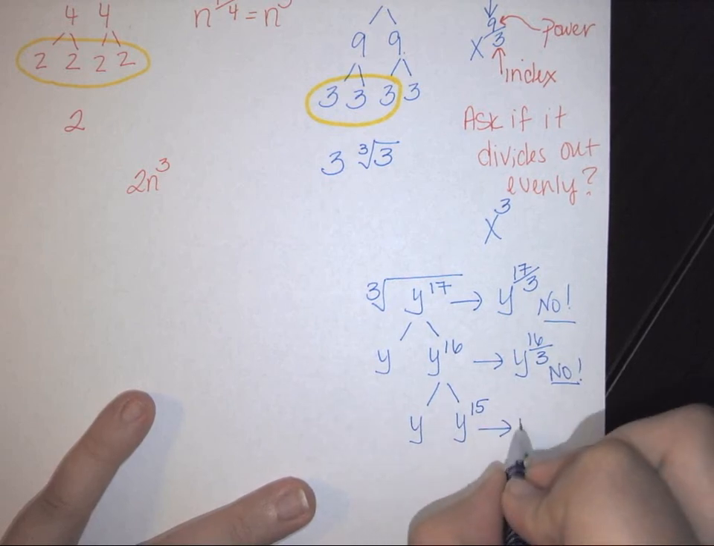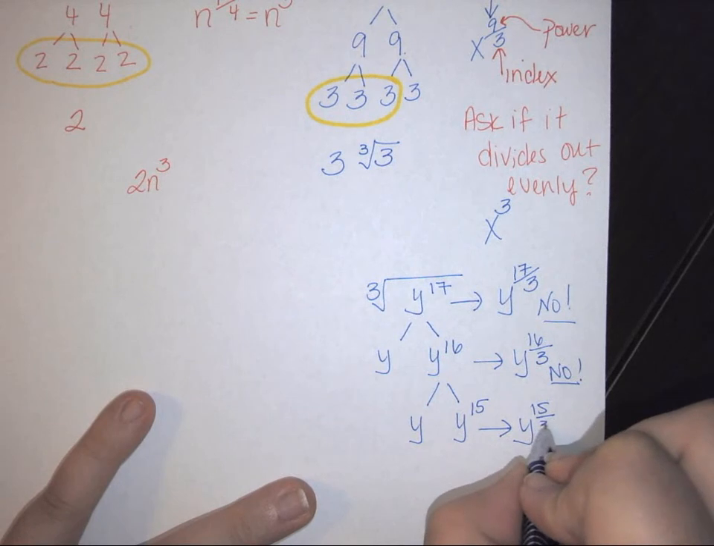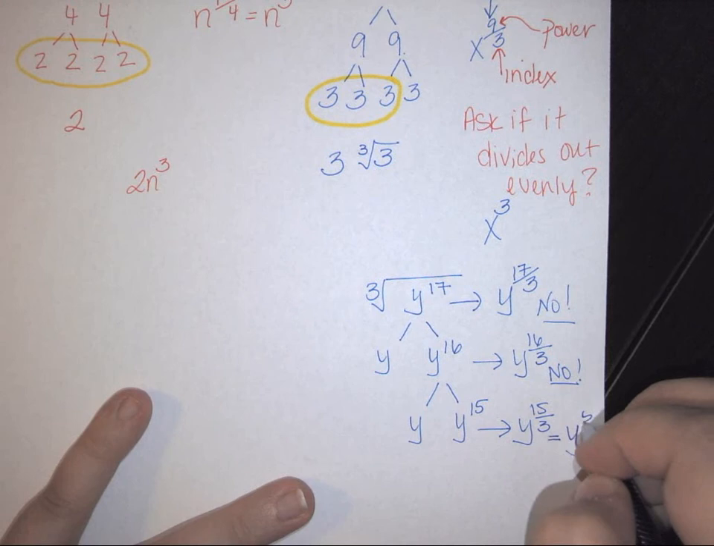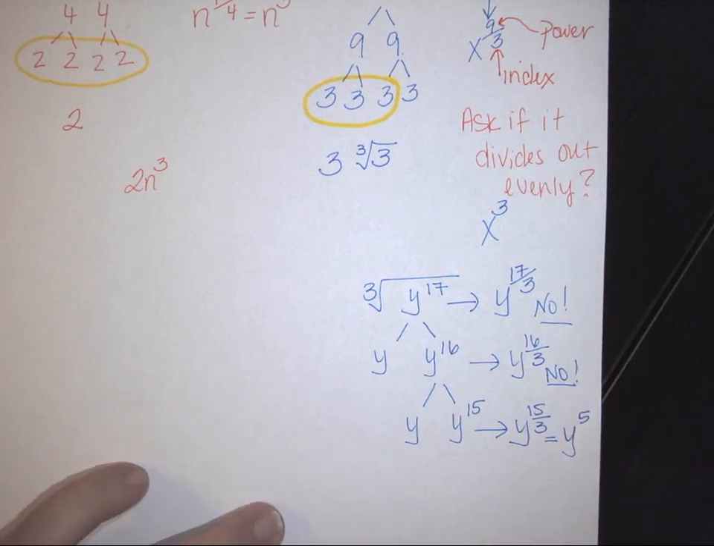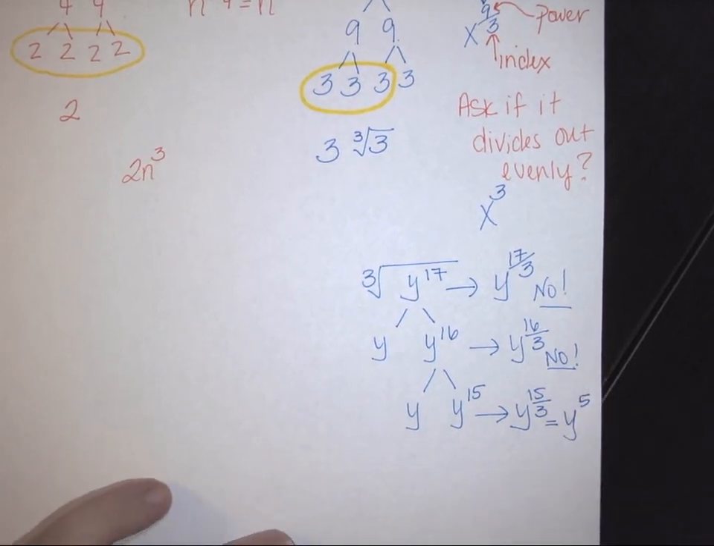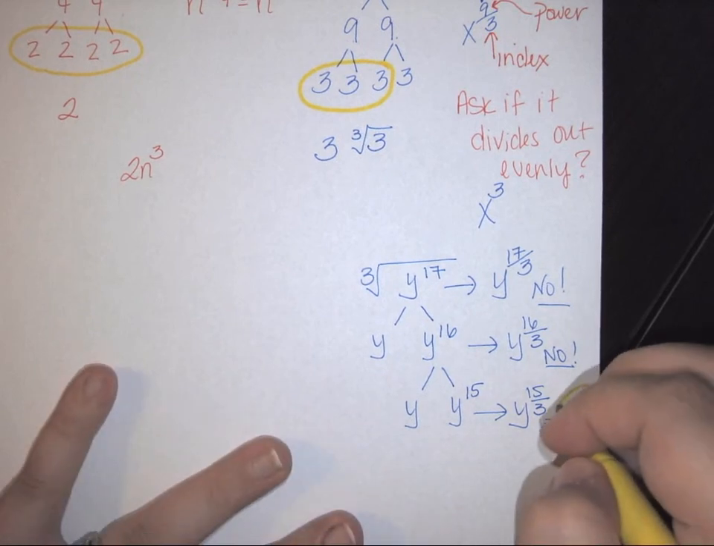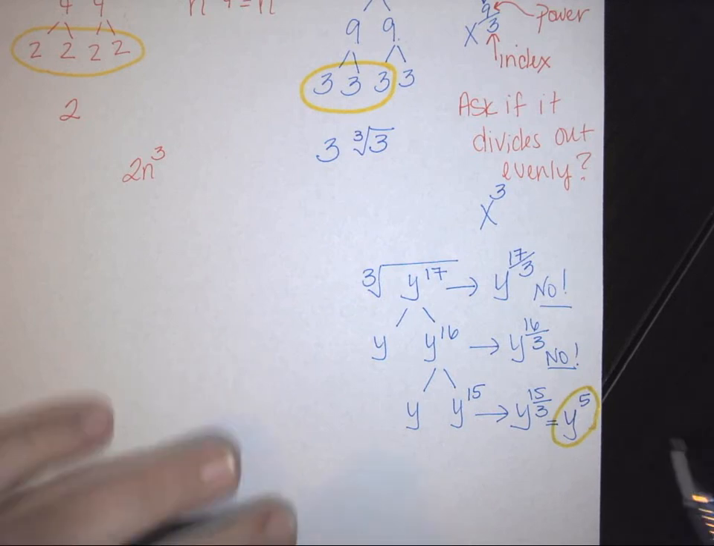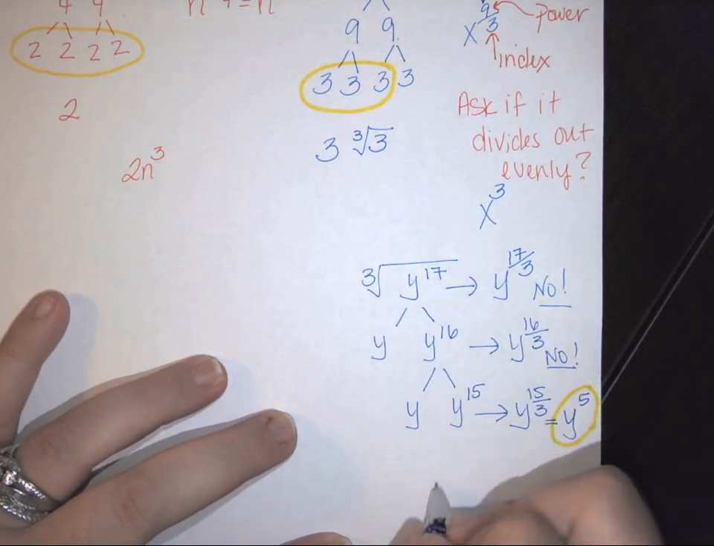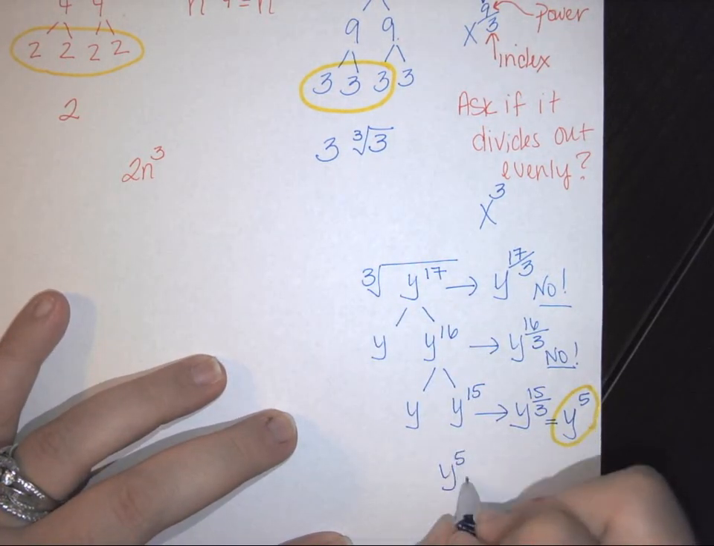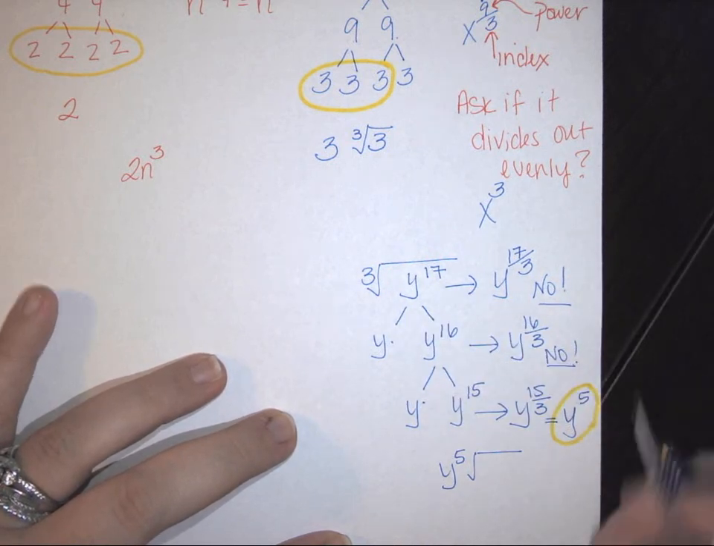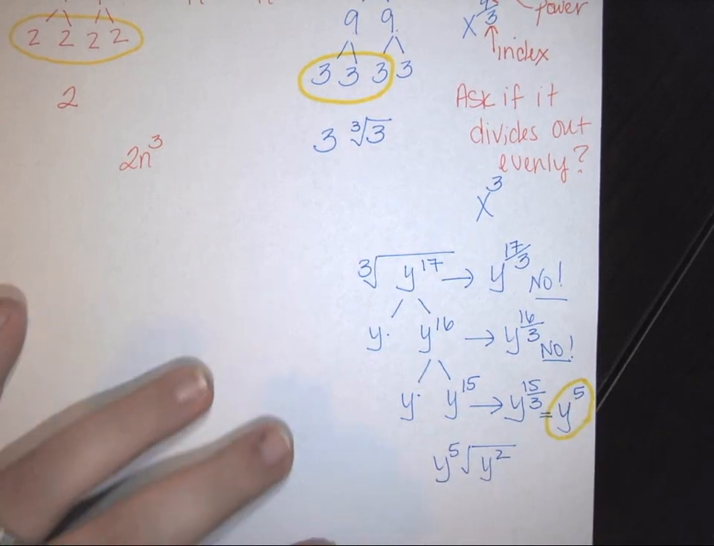Again, I'm going to ask myself, does y to the 15th over 3 work out nicely? And in this case, it does. It becomes y to the 5th. Therefore, we have now found our answer, and this ends up being the value that comes out. So I have to put everything together. Finishing up this one, I have y to the 5th on the outside, but then I still have these two y's that I had factored out, and these are left on the inside.